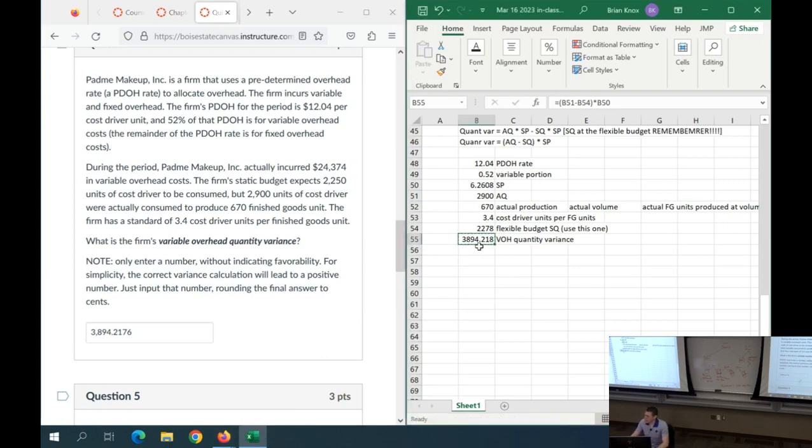Okay, questions on this one? In variable overhead variance questions, I should say, the standard price is going to be related to the PDOH here, the predetermined overhead rate.